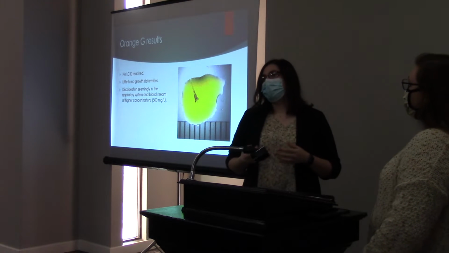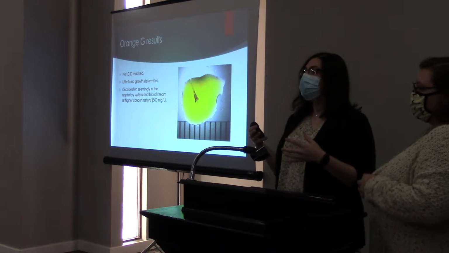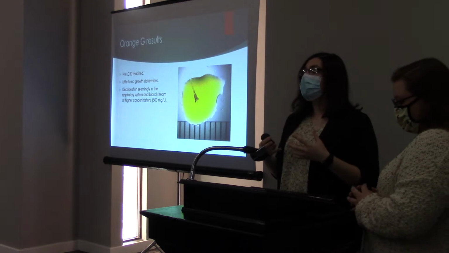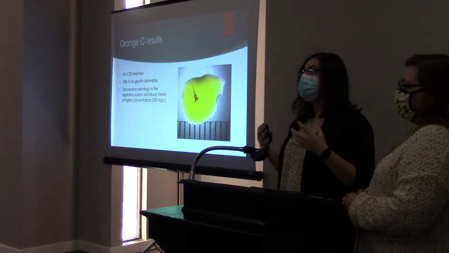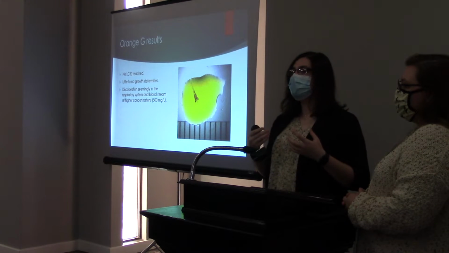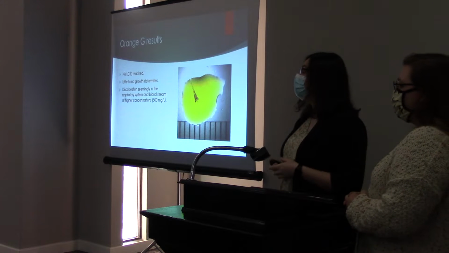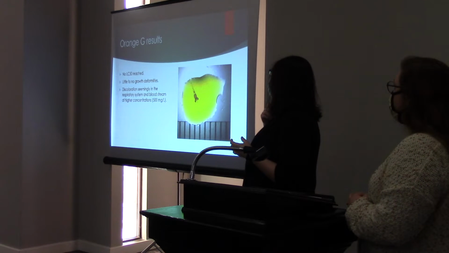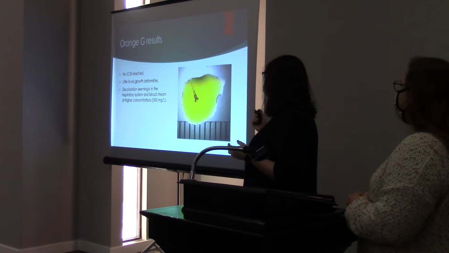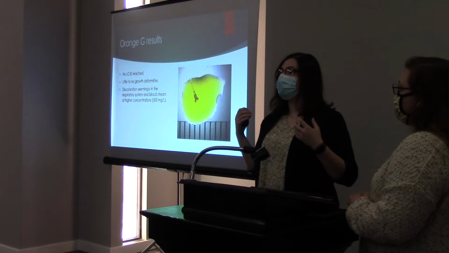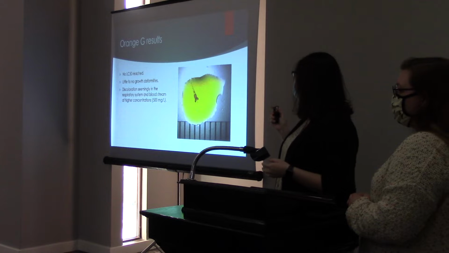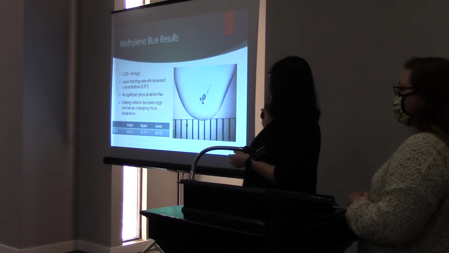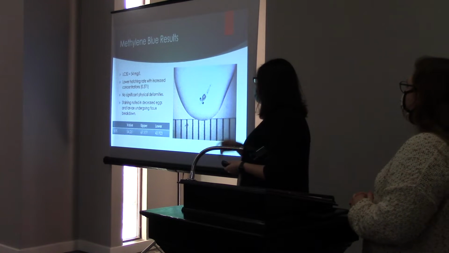And what we think happened there is that while it did not penetrate into the chitin of its outer skeleton, it did in fact intrude into the respiratory system whenever it was breathing in the water. But that just goes to prove that the orange G does not penetrate into the shrimp itself, just through the respiratory system.